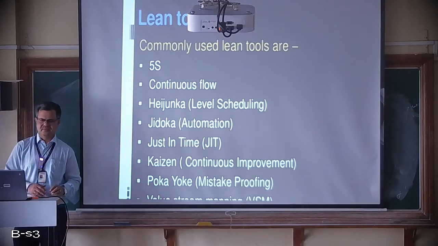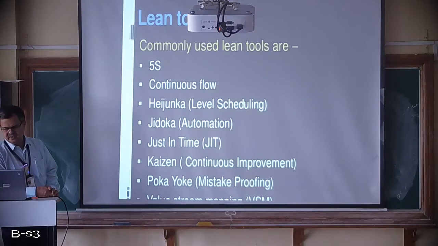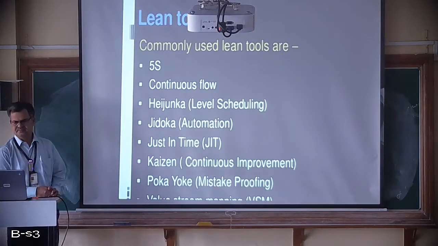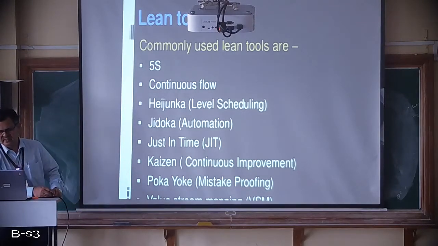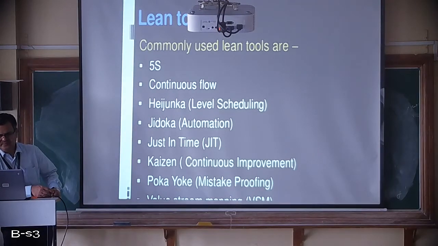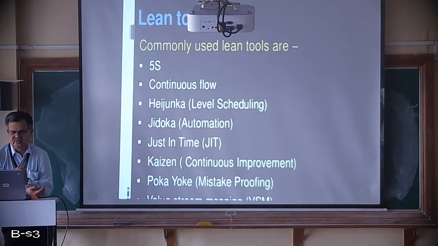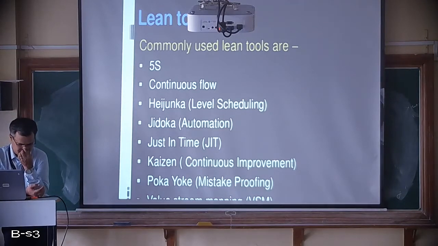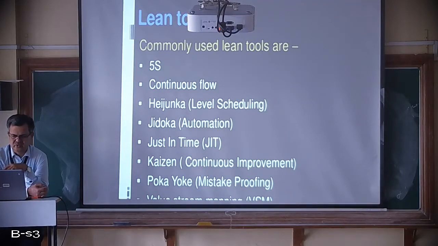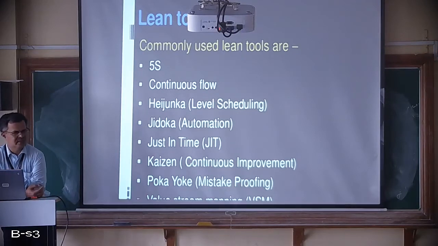So what are the common lean tools? They are 5S, which I'll let you know later, and continuous flow, Heijunka, also called level scheduling, Jidoka, automation, just in time, Kaizen, nothing but continuous improvement, Poka-yoke, mistake proofing, and value stream mapping, VSM. So these are the various tools. I think your syllabus is mainly focusing on value stream mapping, and a few chapters deal with all these common lean tools like 5S, Heijunka, Jidoka, just-in-time, Kaizen, Poka-yoke and so on. So we'll highlight what these tools are.